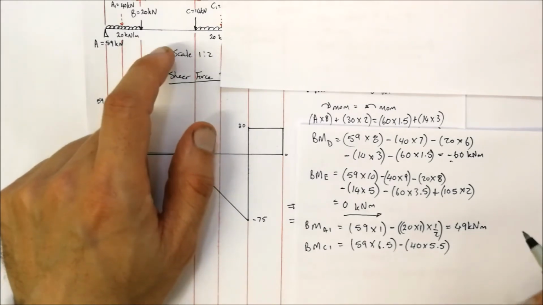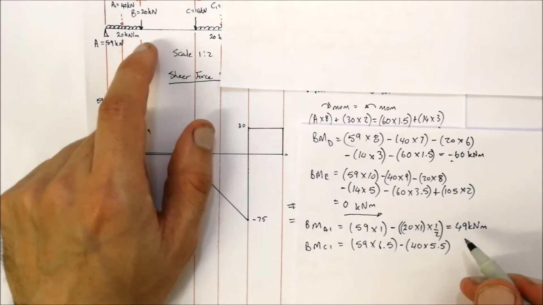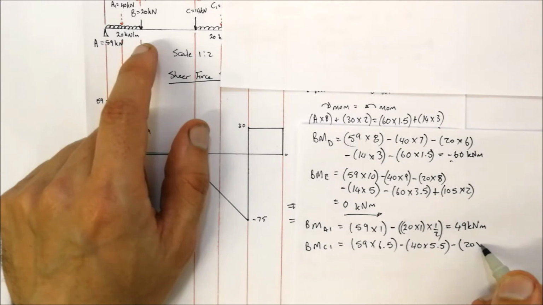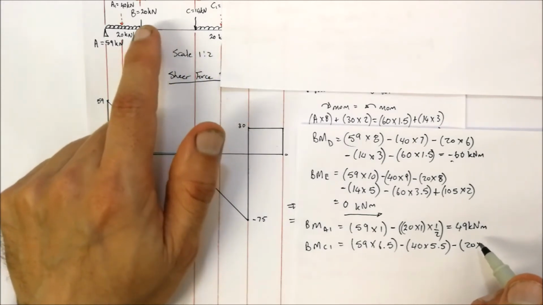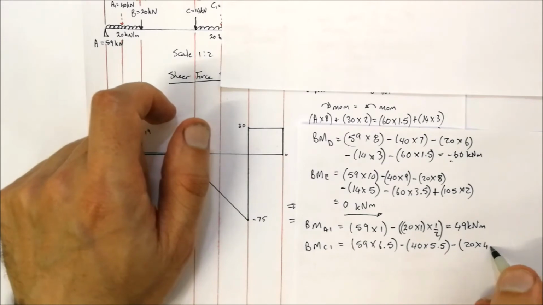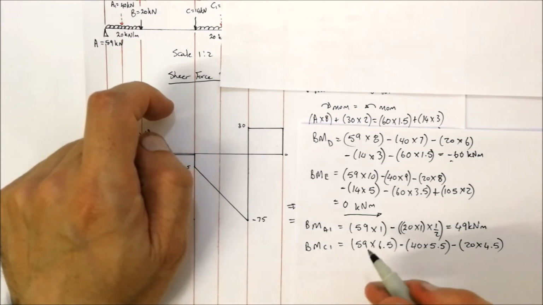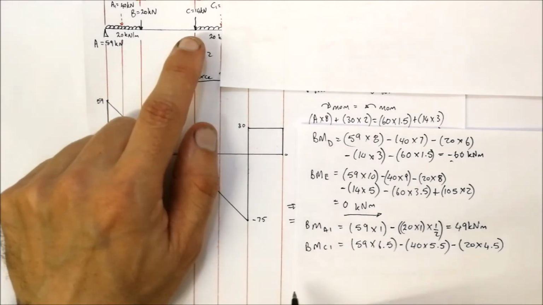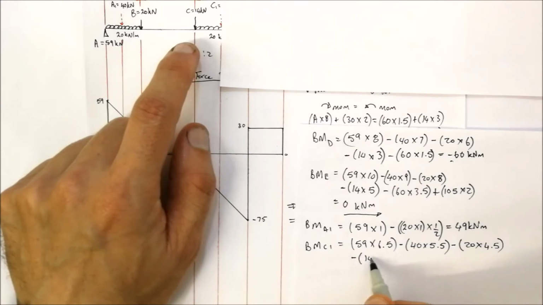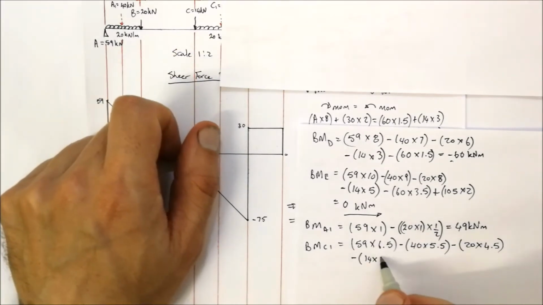Okay. Then we're going to be going across. We've got B over there acting downwards. Okay, so that's minus 20 multiplied by the distance from B to C1, which is 3 meters plus 1.5 meters, which is 4.5 meters. Okay. Then we come across, we've got C over there, so we're minus 14 multiplied by the distance from C to C1, which is 1.5 meters.